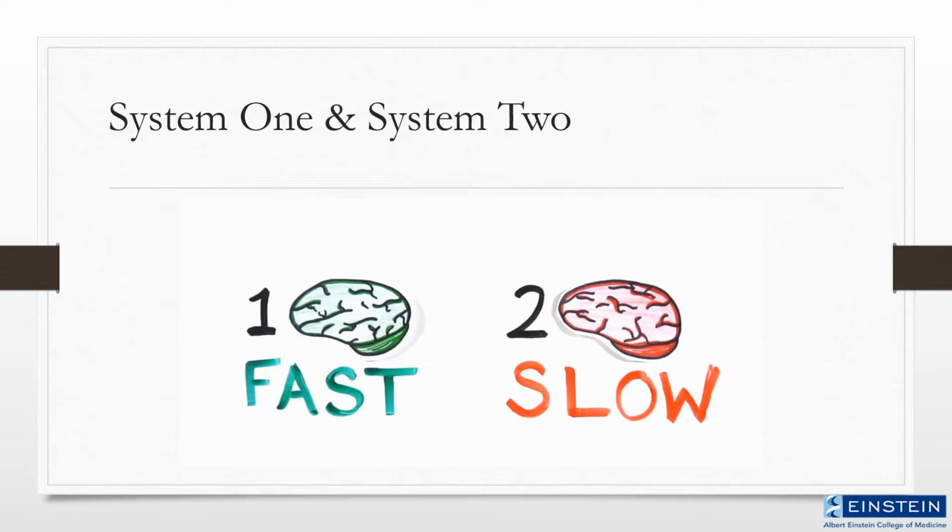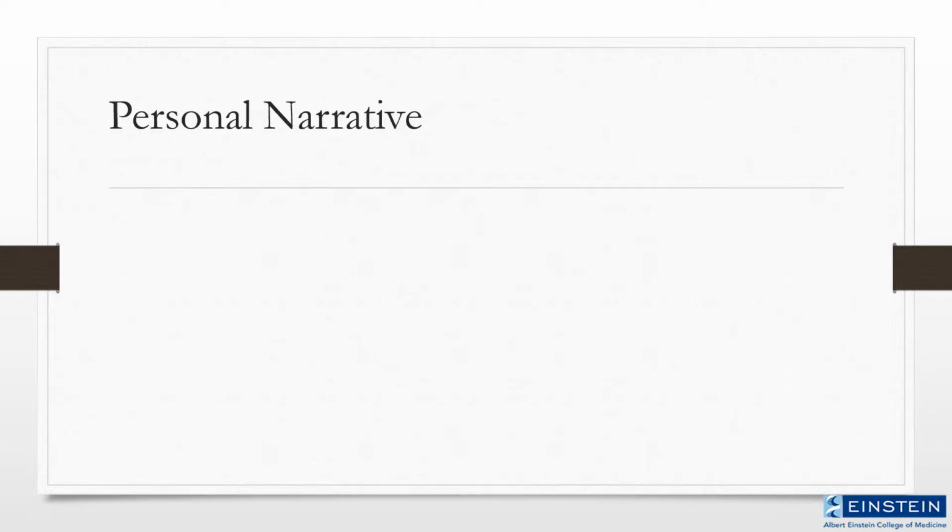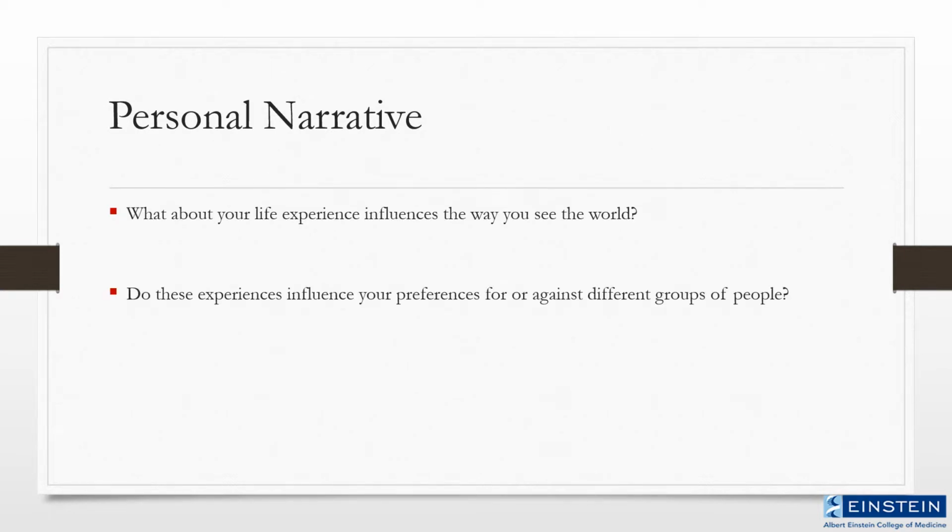So if it's human nature to be biased, what can we do about it? Before we get to the concrete strategies about what we can do about it, please take a moment to reflect on your own personal narrative. Our individual lived experiences vary and help shape the way we each see the world. Please read the following prompts and write down a few reflections for the next minute or so.